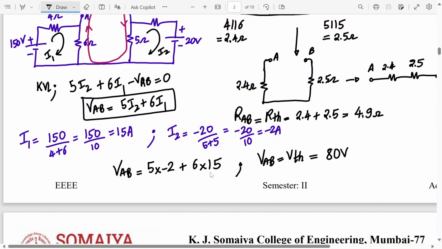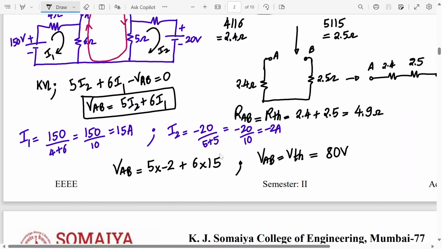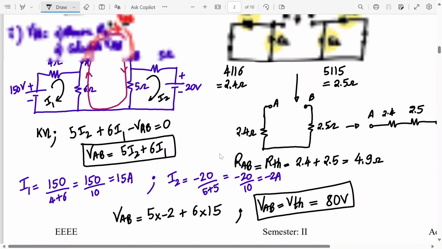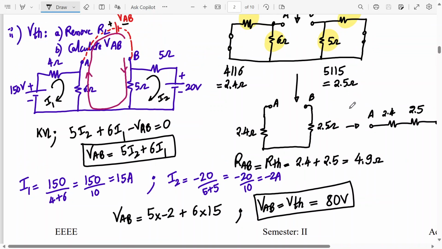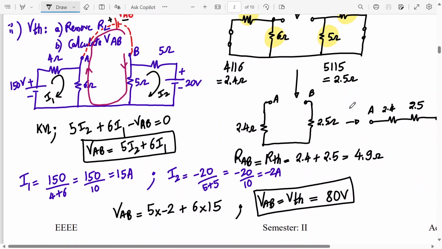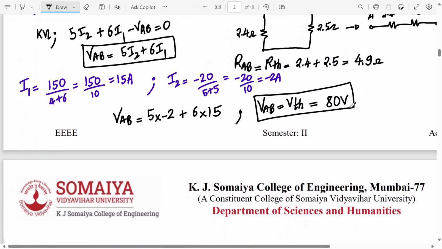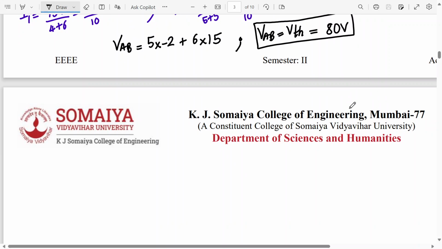Yes or no? Hello? Did you get the answer as 80 volt? Anyone? You all are following the technique, right? Or you want me to explain any step? Please tell me, I'll explain that step. So I'm assuming that you have reached up till here. Now we draw Thevenin's equivalent circuit. Okay, ready?